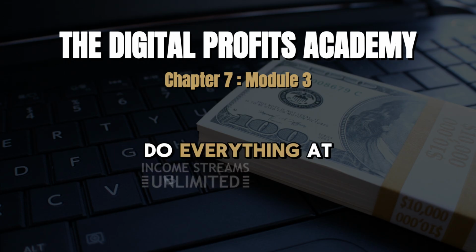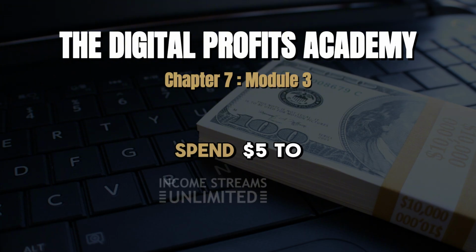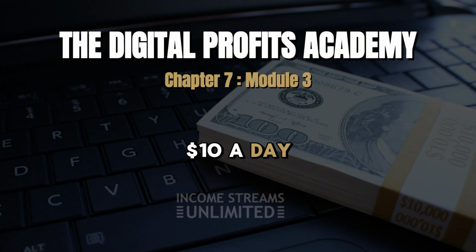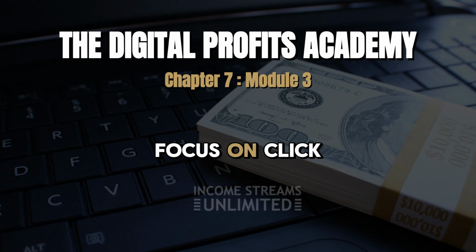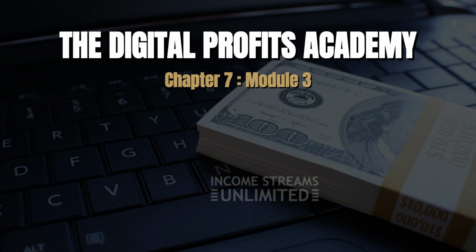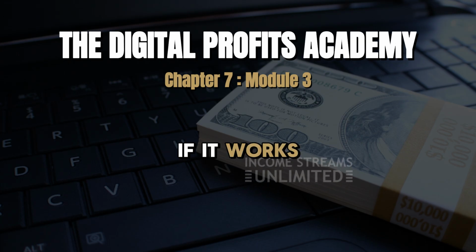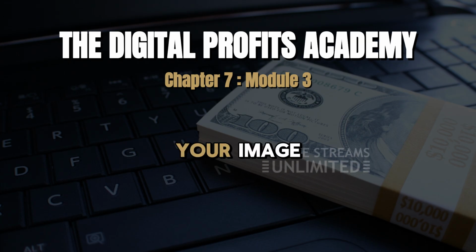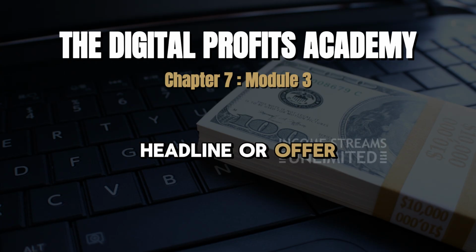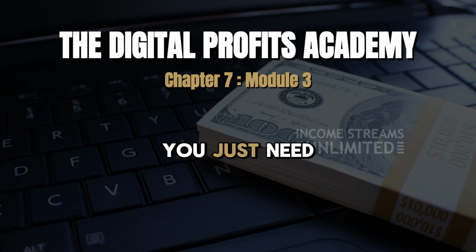Don't try to do everything at once. Run one ad, spend $5 to $10 a day, and track what happens. Focus on click-through rate, cost per lead, and whether people are actually entering your funnel. If it works, scale it. If not, tweak your image, headline, or offer. You don't need big wins on day one, you just need data.